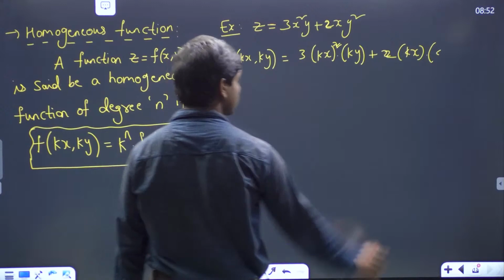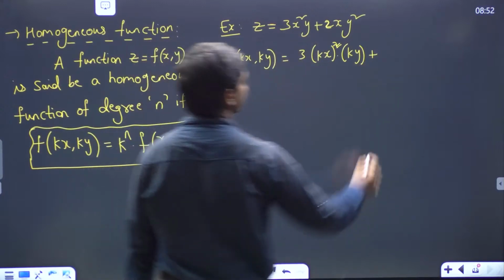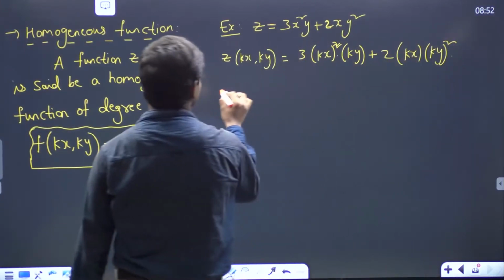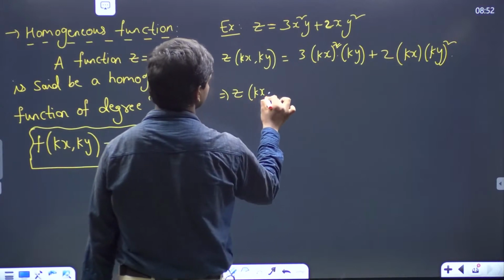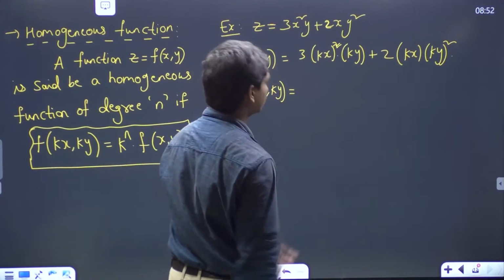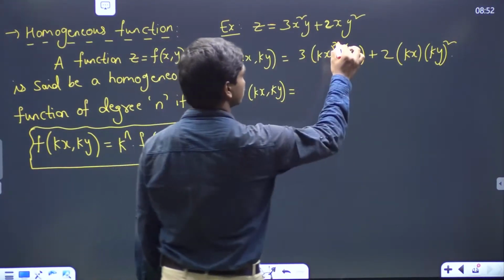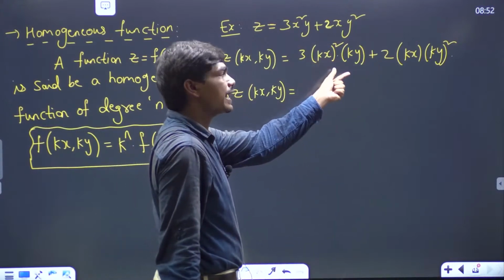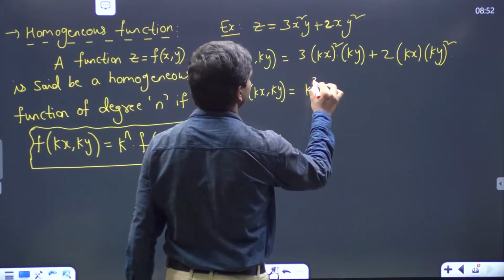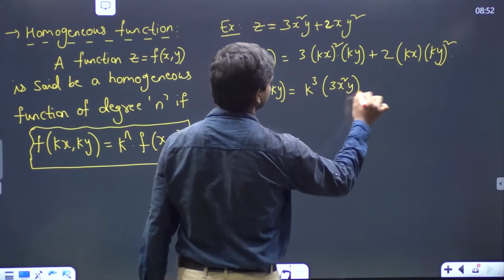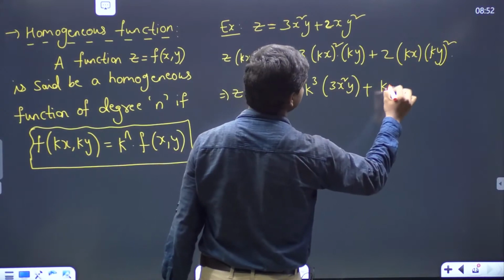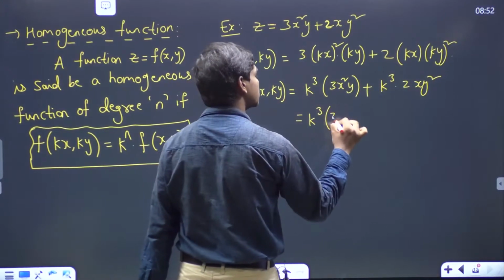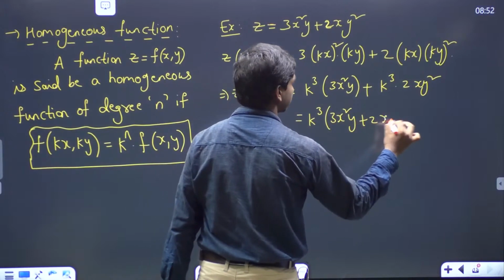Something is happening, this sensor is giving some issues. Okay, so 2 into kx into (ky) whole square. So this implies z of kx comma ky is equal to, now see carefully, here there is one k square, here there is one k square, and there is a multiplication of k, which means I can take k cube out of this polynomial. So k cube into 3x²y plus, again here there is k cube, so if I take k cube common, I'll be having 2xy². Basically if you take k cube common from all these things, you have 3x²y plus 2xy².